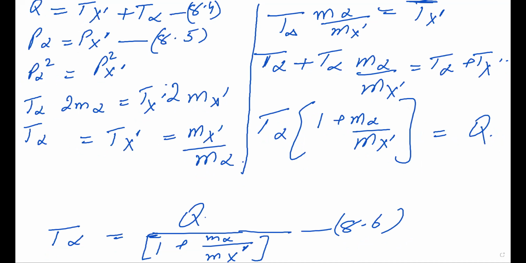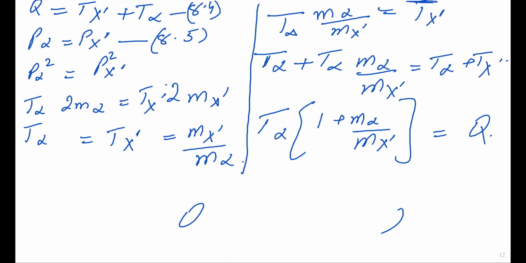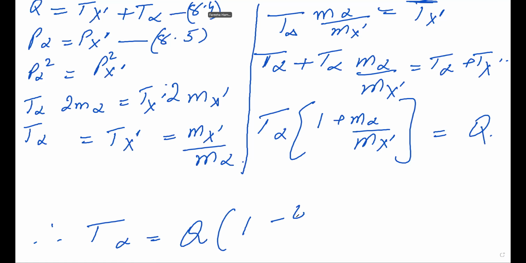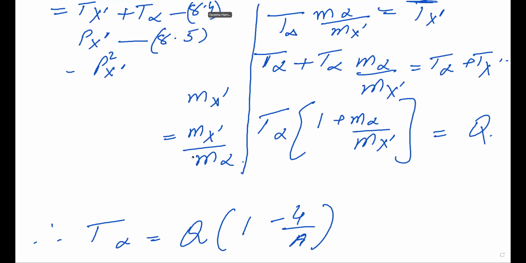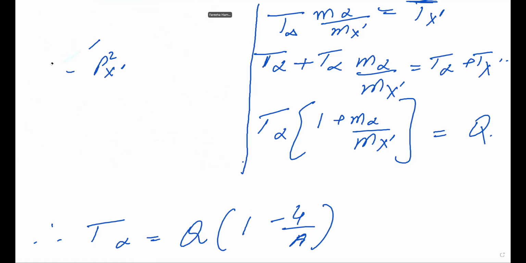We have this expression, and the final expression that we need to arrive at is T alpha is equal to Q into 1 minus 4 over A. Now, how are we going to arrive at this expression? Let's see. For this purpose, we will start again from here. So I'm going to erase this side. Okay, so we have this m alpha over m x prime.